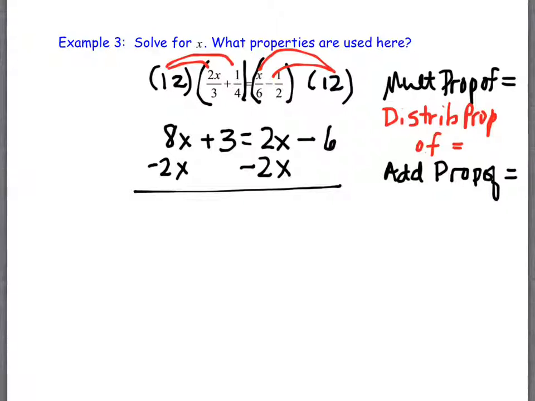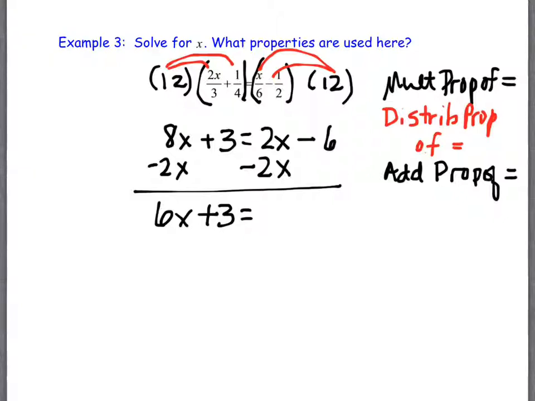It won't change the value of the two sides. It won't make them not equal. It will keep the two sides equal. That's the additive property of equality. Now when I do that, 8x minus 2x is a what? That's 6x. I still have the plus 3.